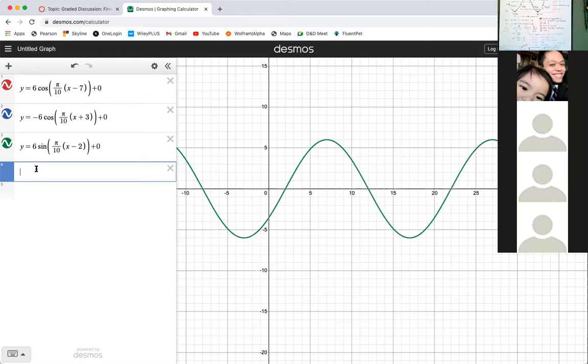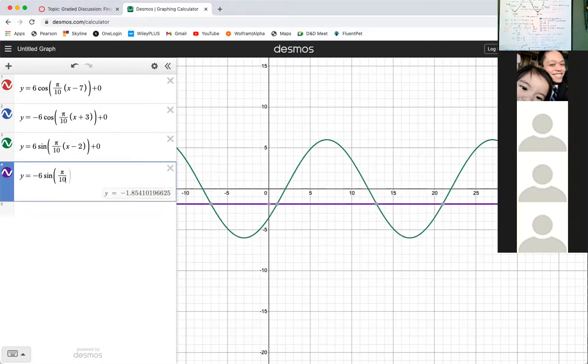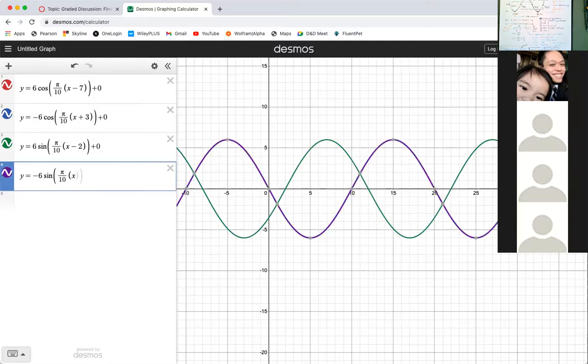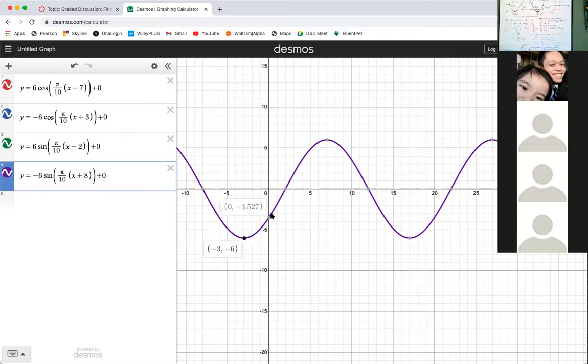And I could use the middle point going down, and I write y equals negative 6 sine of pi over 10 times x plus 8, plus 0. And now the purple graph is on top of the other three graphs because they're all the same graph. They all have the same points that we wanted before. Any questions?